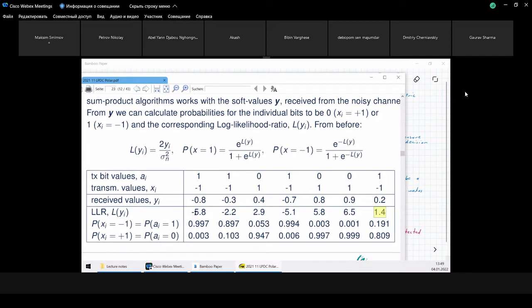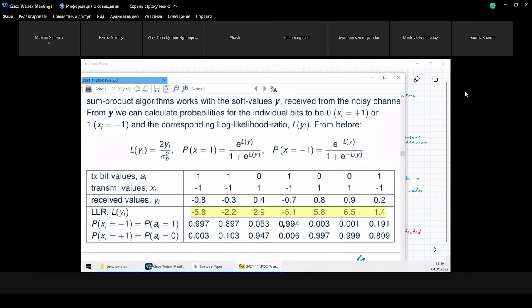And the log likelihood ratio has another benefit. So just see how we would decode the message at the end. We would just use the signum function on the log likelihood ratio. Negative sign, -1, negative sign, -1, positive sign, +1. So also then the final step will be very easy using the signum function on our log likelihood values.